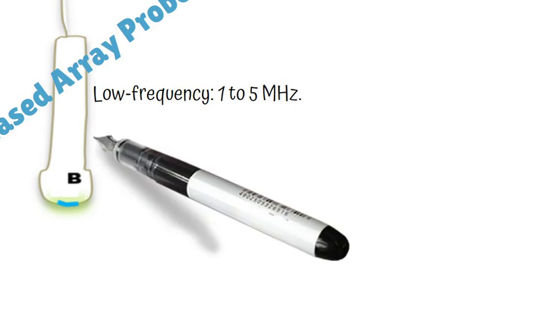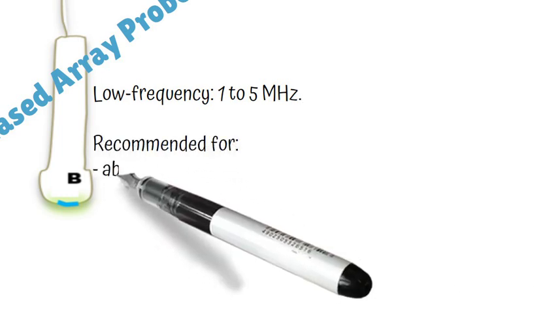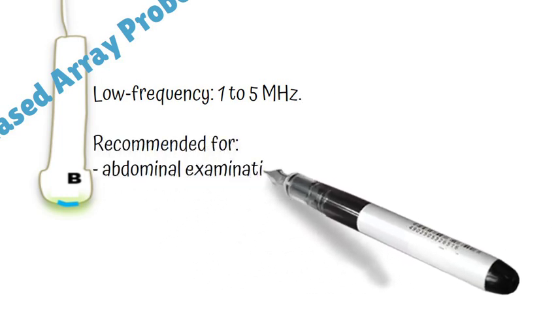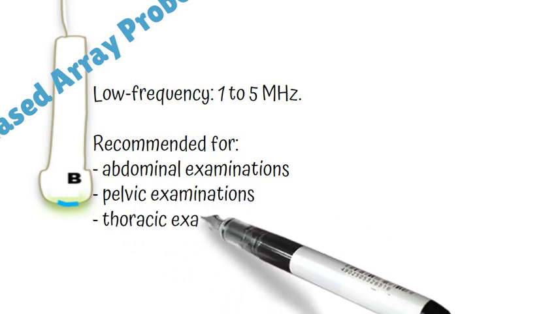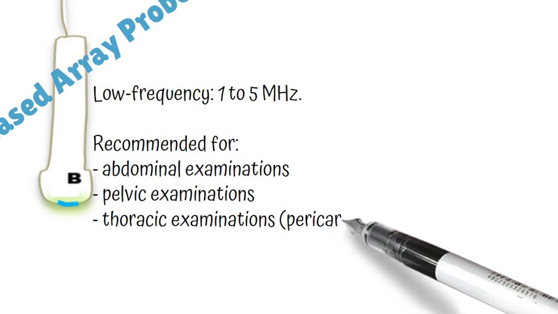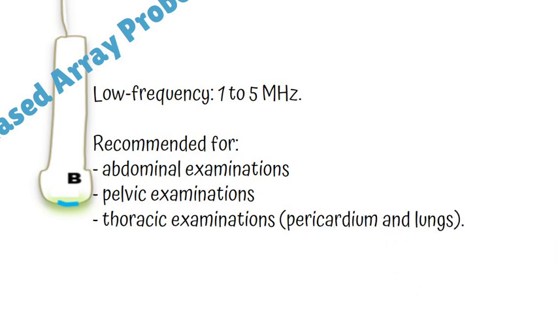The phased array probe has a low frequency between 1 to 5 megahertz. It is recommended for abdominal examinations, pelvic examinations, and thoracic examinations for pericardium and the lung. This is due to its narrow base and it can fit in between the rib spaces.